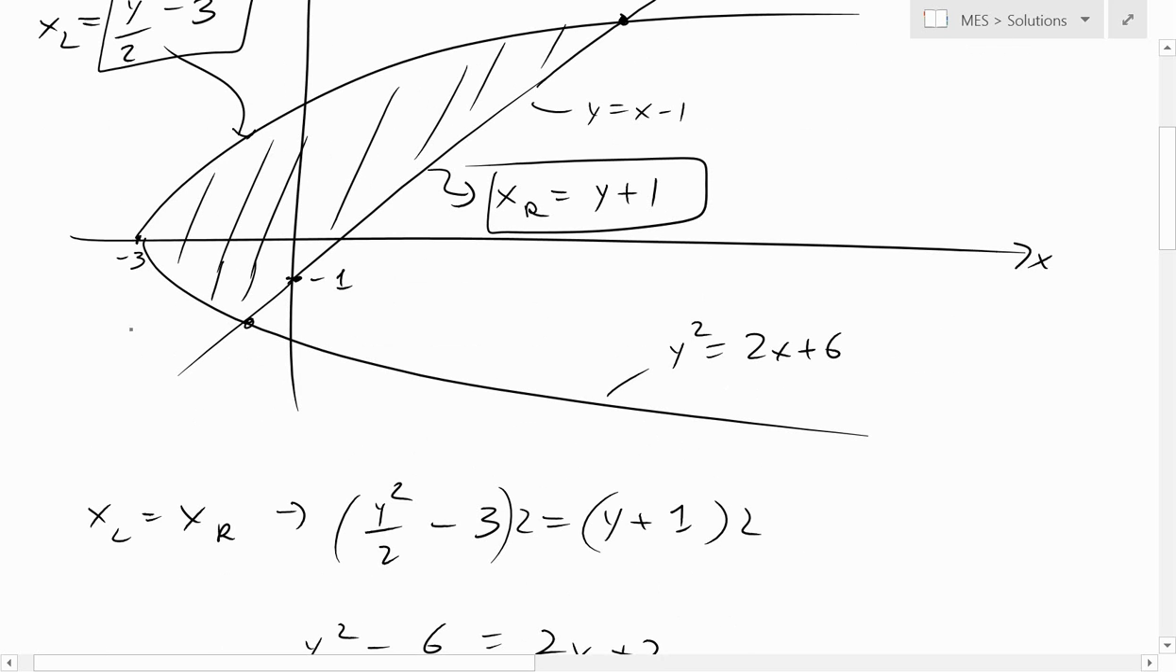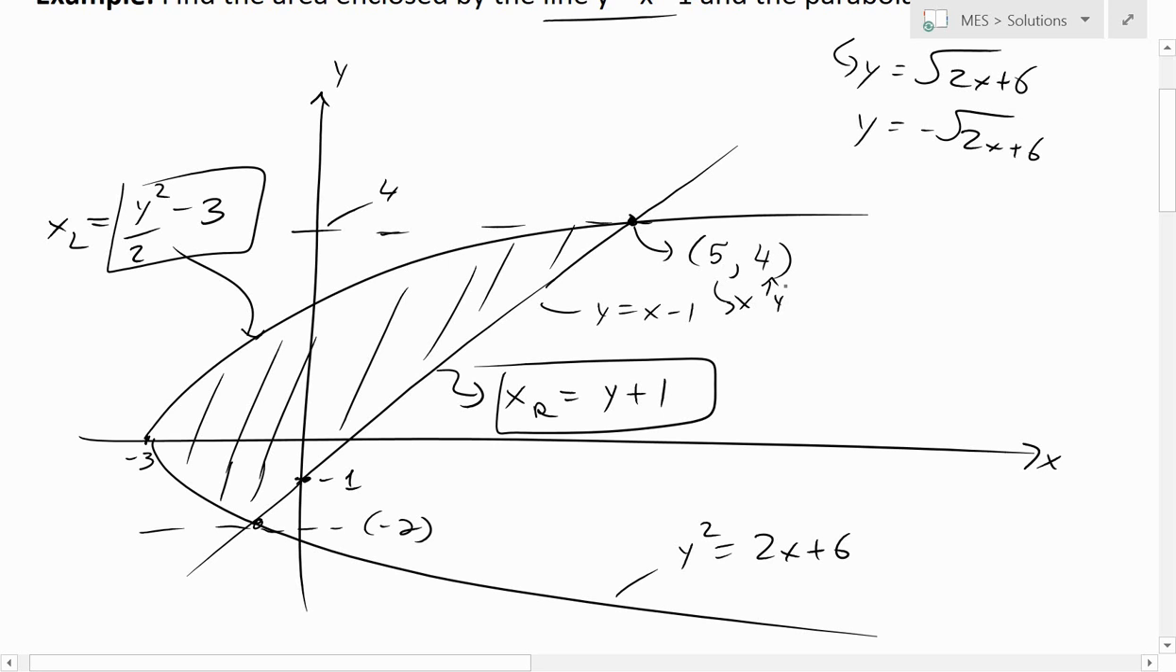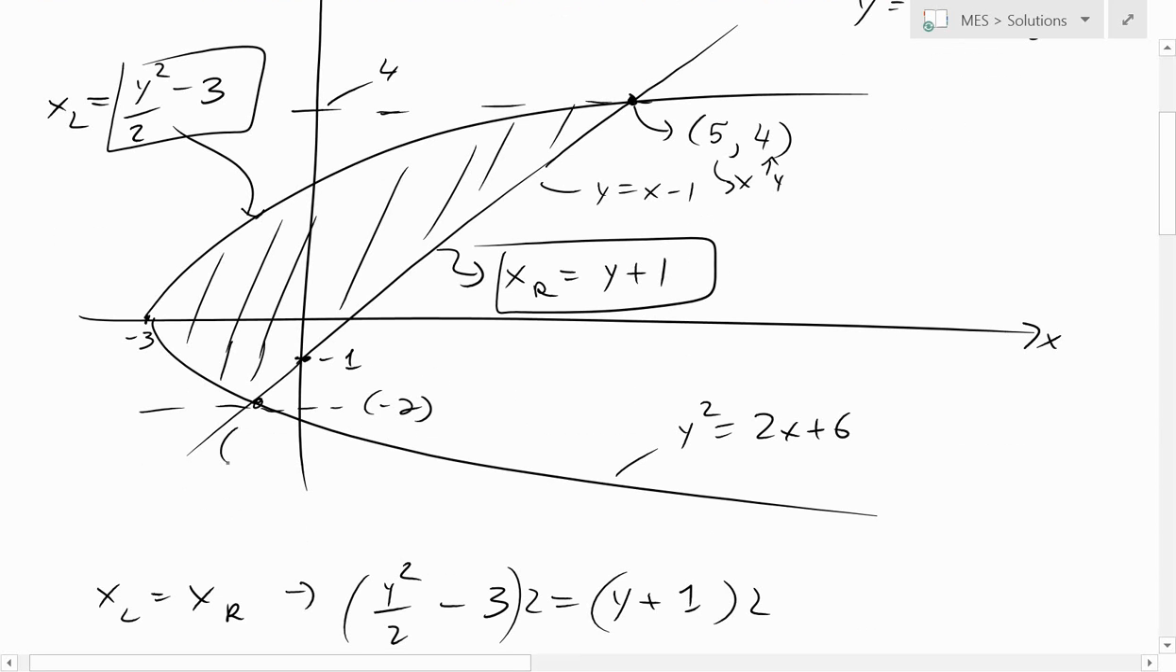Yeah, so now we have it here. So this y part of this one is going to be, well, -2. And now this part right here is just 4, because this point right here is x equals 5 and y equals 4. Just to point out, that's x, this is y. And this one right here is -1 and -2.